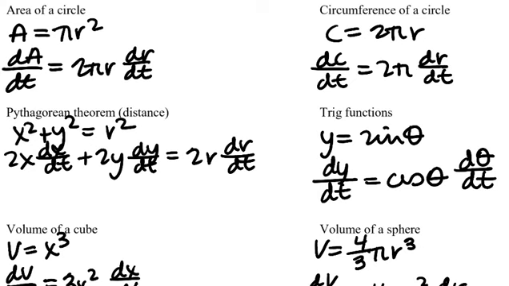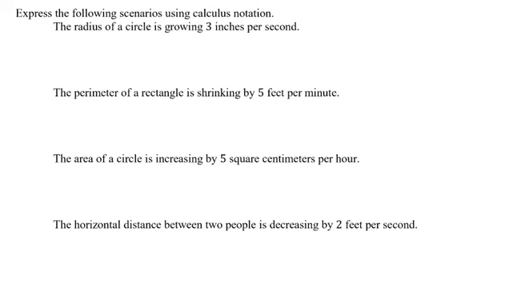All right, then you could also see that maybe we've got some sort of trig situation like y equals sine theta, and so we could take the derivative of that with respect to time, and dy/dt would be cosine theta times d theta/dt. All right, that's enough of that.